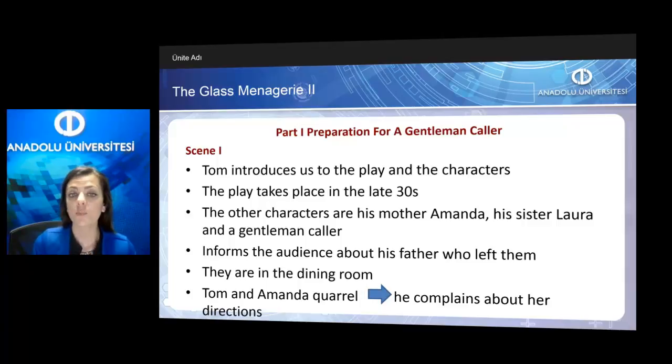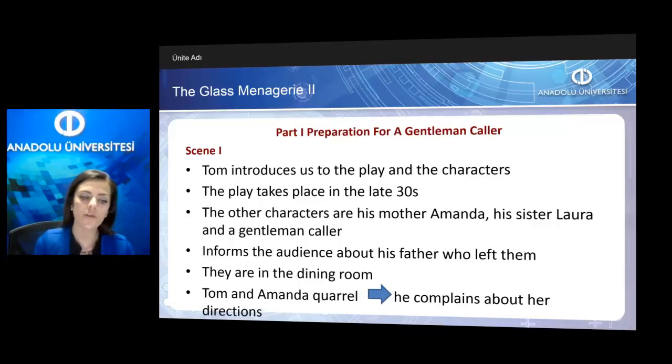Part 1 is called Preparation for a Gentleman Caller. In scene 1, Tom comes to the stage and introduces us to the play and the characters. The play apparently takes place in the late 30s, before the Second World War. Other than Tom, the other characters are his mother Amanda, his sister Laura, and a gentleman caller called Jim.